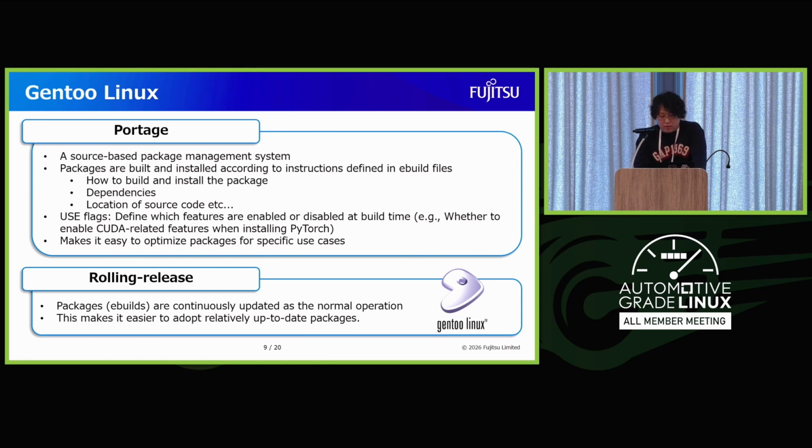Another feature is the rolling release model. In the Gentoo community, package ebuilds are continuously updated in a single branch. Therefore, users can more easily obtain relatively up-to-date versions of packages.